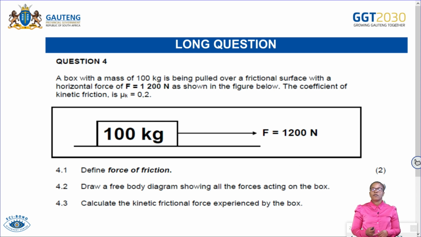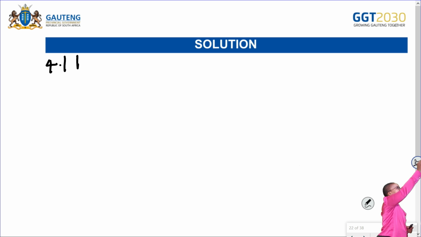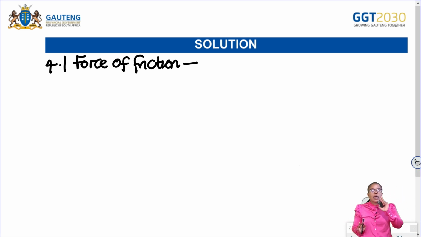First question, define force of friction. They're saying force of friction. What is a force of friction? There are 2 things that are important to mention in your definition. It is a force that is parallel to the surface and opposes the motion of the object.